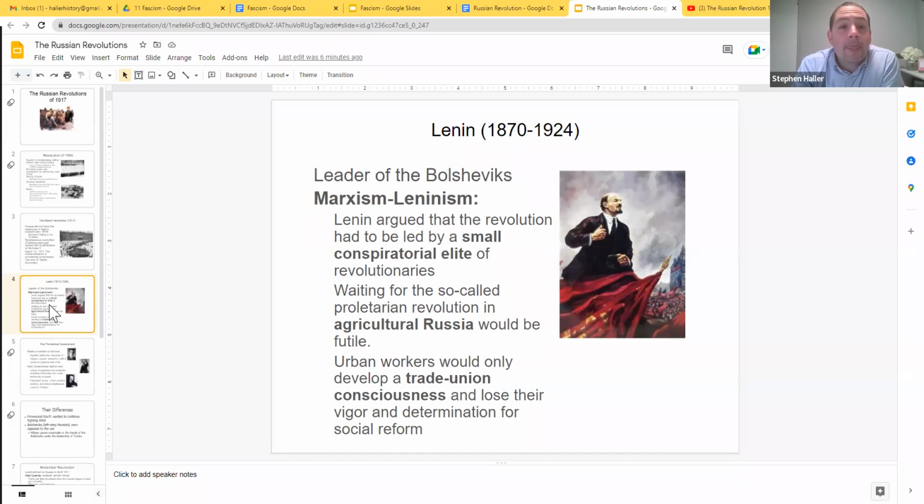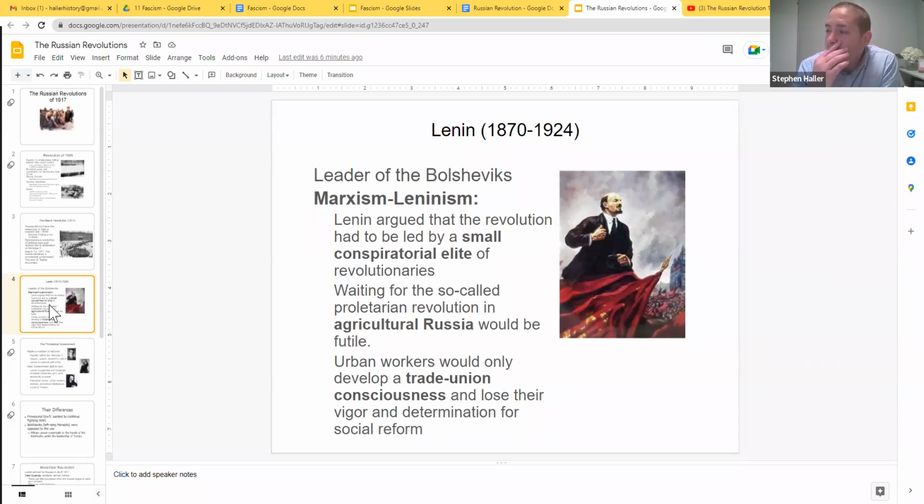And I should also point out here, he is sent in a sealed train car that has guards in it so that he can't get out while it's going through Germany, so he can't influence the people of Germany, which I just think is fascinating, right? That they know this guy's trouble, so we're not going to let him out of the train car. Anyway.